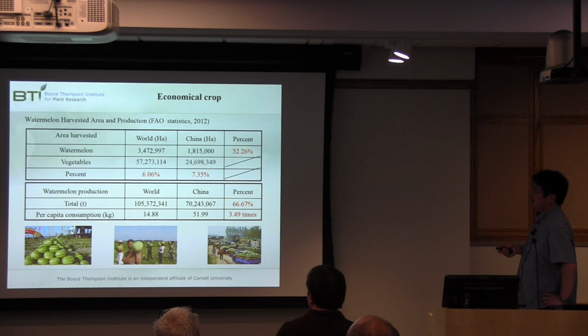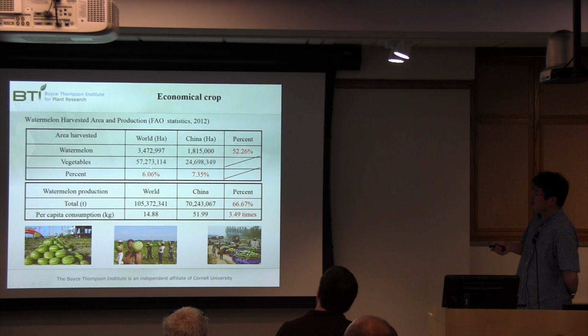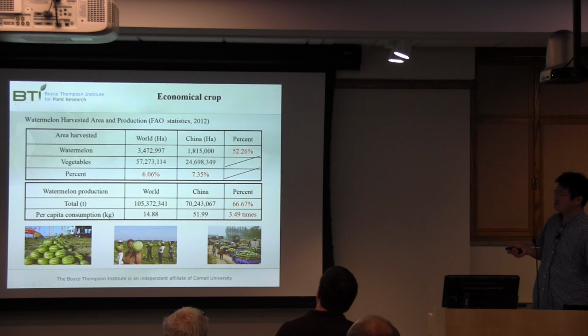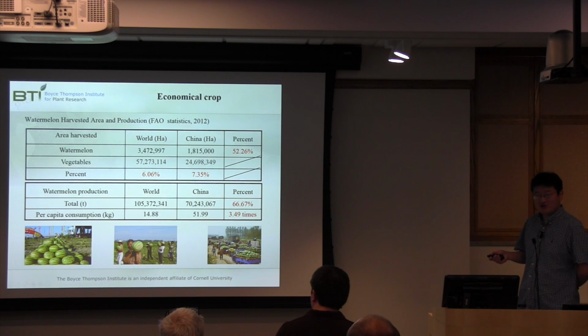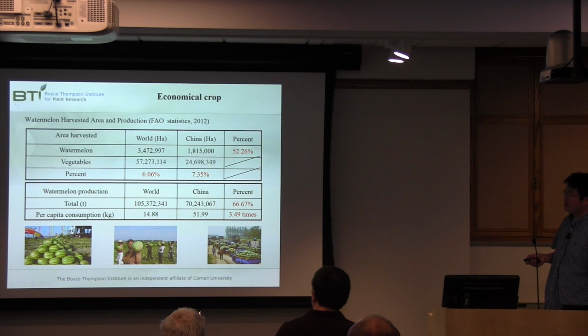This is the data I got from FAO 2012. Of the whole vegetable area, 57 million hectares were grown, and about 6% is for watermelon. In China, even more, you get 7%. China is the leading producer of watermelon. You can see the production in the world is about 105 million tons annually, and China produces about 7% of the watermelon in the world. Also, the per capita consumption is about 3.5 times higher in China than the average of the world.